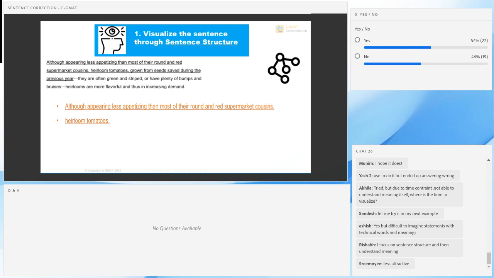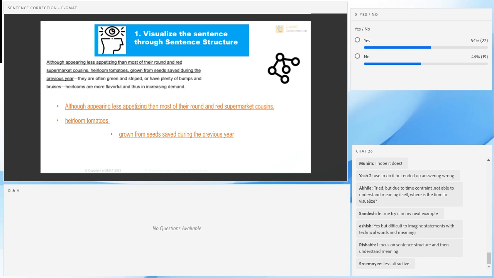So till this point, you now know that there are two entities here. One is these heirloom tomatoes, and the other are the attractive cousins, right? And heirloom tomatoes look less yummy than the attractive cousins. Okay, heirloom tomatoes grown from seeds saved during the previous year. So this is descriptive information about these heirloom tomatoes. So these are grown from seeds, and these seeds are saved during the previous year.